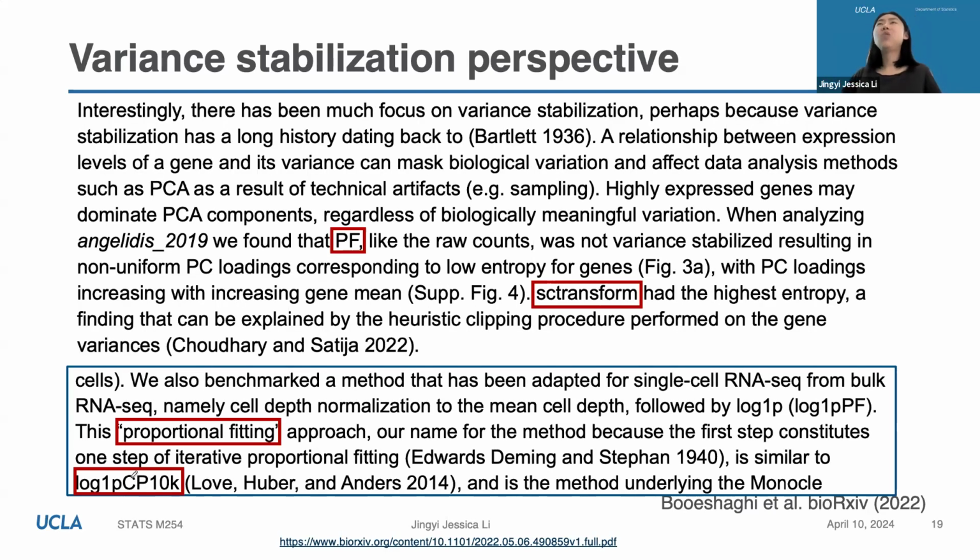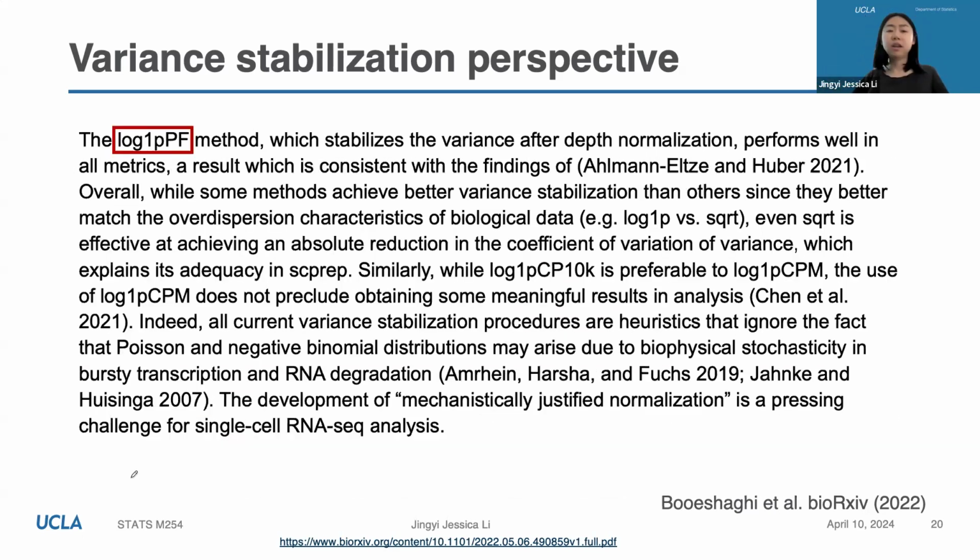CP10K, and log1p CP10K is easy to compute. So that's the default in Seurat. Anyway, but still, the authors of the bioRxiv argue that indeed all current variance stabilization procedures are heuristics that ignore the fact that Poisson and negative binomial distributions may arise due to physical stochasticity in bursty transcription and RNA degradation. So the transcription mechanism.